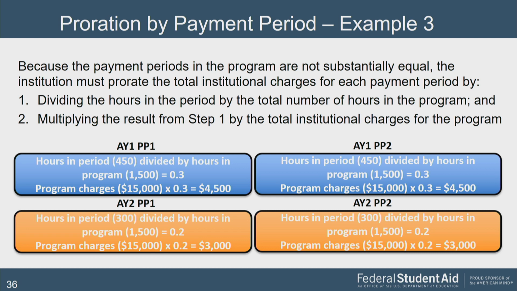We do the same thing for payment period number 2, and then we move down to the second award year. So we have payment period 1 for award year 1, payment period 2 for award year 1. Now we move down to payment period 1 for award year 2, and we see that the hours in the payment period are 300 divided by 1,500, giving us 20% of the program, and we're multiplying 15,000 by that, giving us 3,000, and the same calculation done for the second payment period of award year 2. So this is how you would do it for payment periods that are not substantially equal.